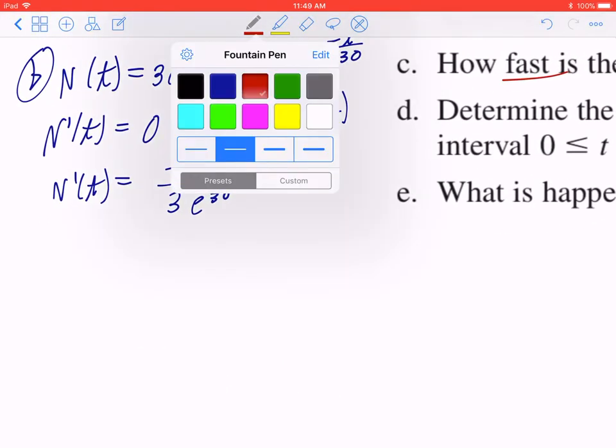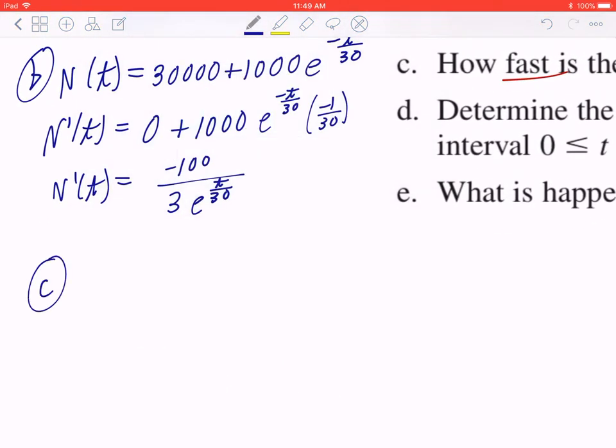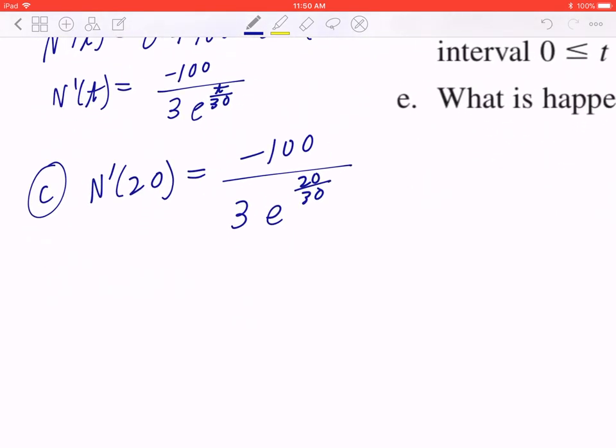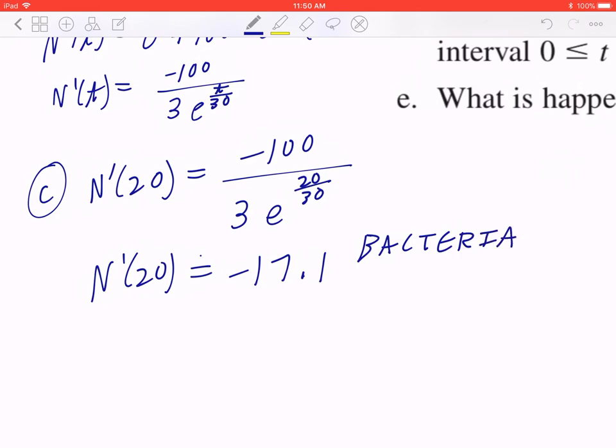So if I keep going underneath here, part C, n prime of 20 is going to be negative 100 divided by 3 times e to the power of 20 over 30. Again, you can take your calculator and work it out, and if we don't match, you can make a comment below and I will follow up accordingly. But it should be negative 17.1. Don't forget the units. It would be negative 17.1 bacteria per hour.